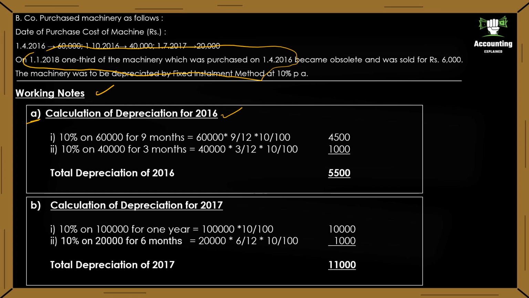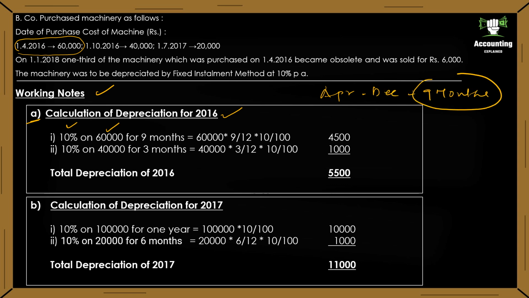When did we buy the machinery? We bought the machinery on 1/4/2016. See here, on 1/4/2016 we have bought for ₹60,000. So 10% on 60,000. 1/4/2016 means from April to December we are going to calculate. So April to December it is 9 months. So we are going to calculate pro rata depreciation for 9 months only. For 9 months, 60,000 into 9/12, rate of depreciation here it is given as 10%. See here, 10% into 10/100, which amounts to rupees 4,500.